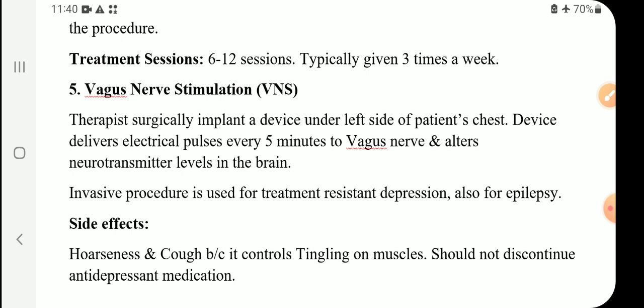And it also has side effects after this therapy. These are common, basic side effects: hoarseness and cough and tingling of muscles. That's why the therapist will strictly tell the patient that they should not discontinue the antidepressant medication. Whatever medication the psychiatrist has suggested to the patient, they should not discontinue. Otherwise, the side effects may be more.